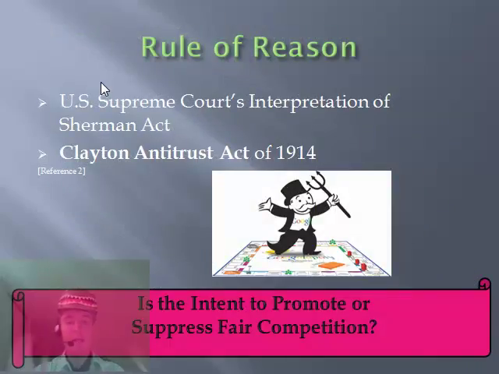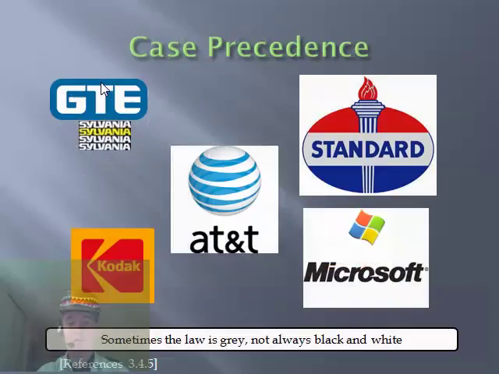Okay, key principle here. I cannot stress this enough. At the bottom, is the intent to promote or suppress fair competition? Sounds reasonable, hence the name, rule of reason. Just like the reasonable person standard, this is the reasonable person standard for antitrust laws.